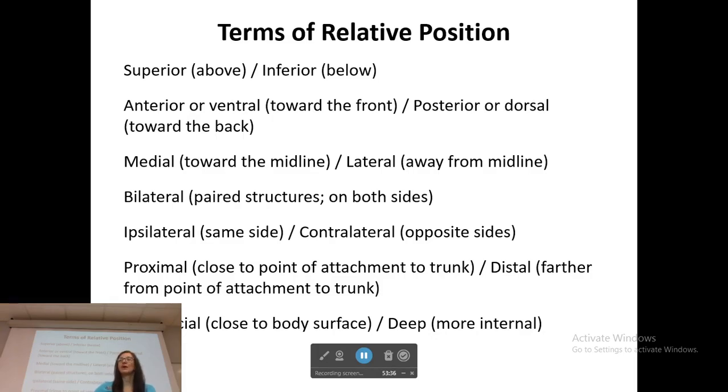So you're talking about either the hip, the shoulder, or, like with the fingers, the hand. So think about the attachment to the body. You've got some examples in your book that you can go through with that as well. And then we've got superficial and deep. Superficial is closer to the surface. Deep is underneath.